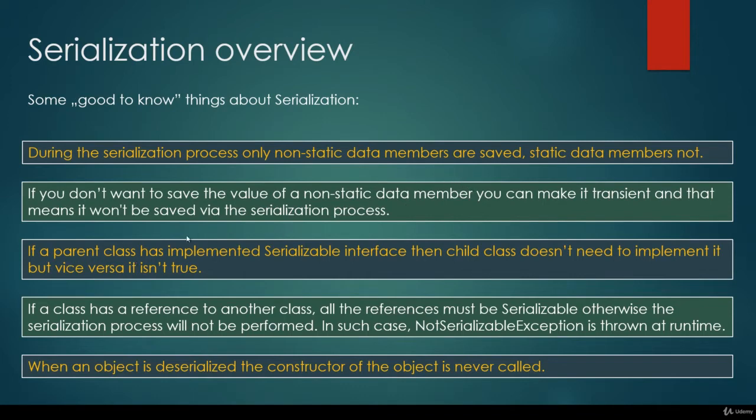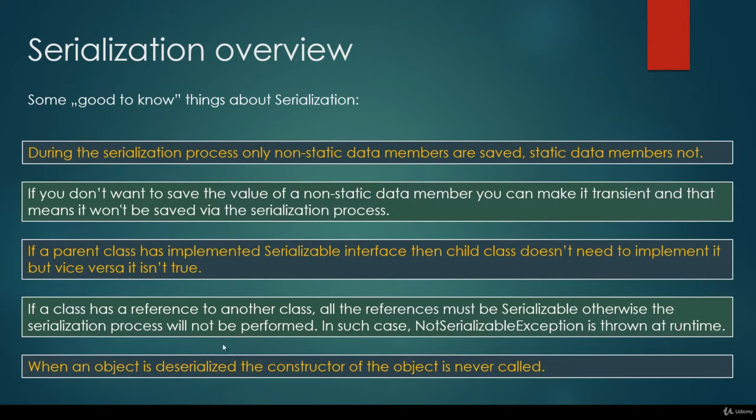If a parent class has implemented the Serializable interface, then child class doesn't need to implement it because Serializable is going to be inherited. If a class has a reference to another class, all the references must be serializable, otherwise the serialization process will not be performed. In such case, NotSerializableException is thrown at runtime.